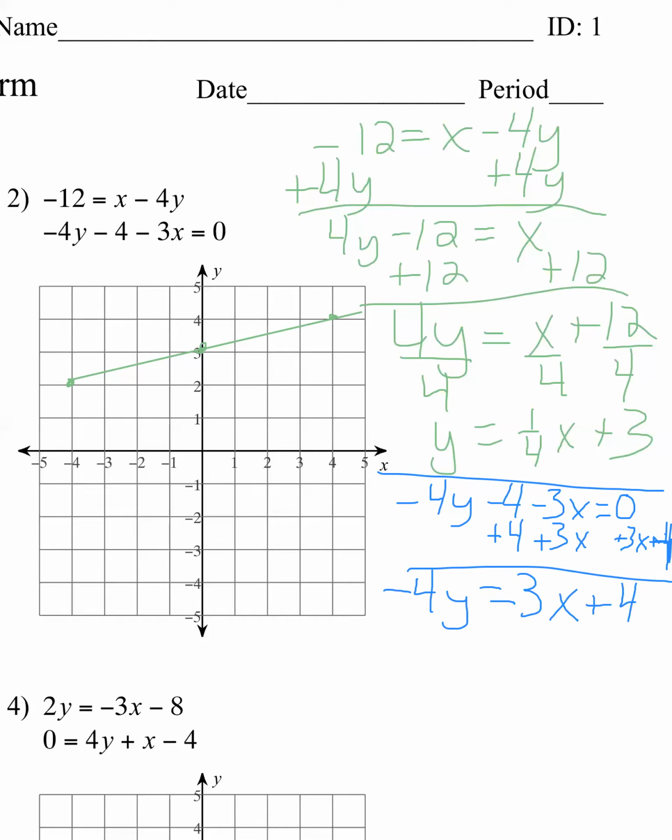So remember, I always want the x term first if I'm trying to get into y equals mx plus b form. And now we'll just divide everybody by that -4 and I'll be good to go. So again, you might not have done this in the same order that I did, but that's okay, as long as we all end up here. Oh, that would be a -1.